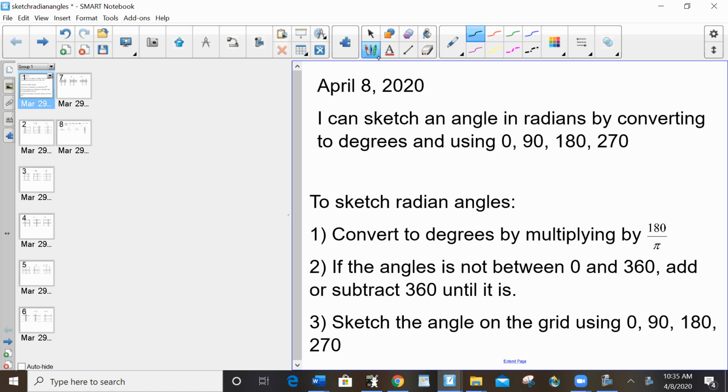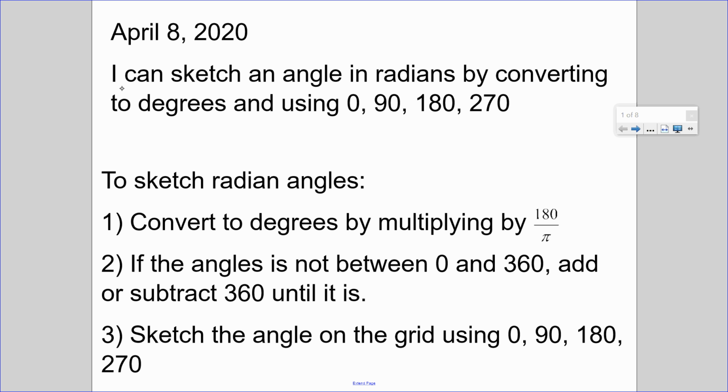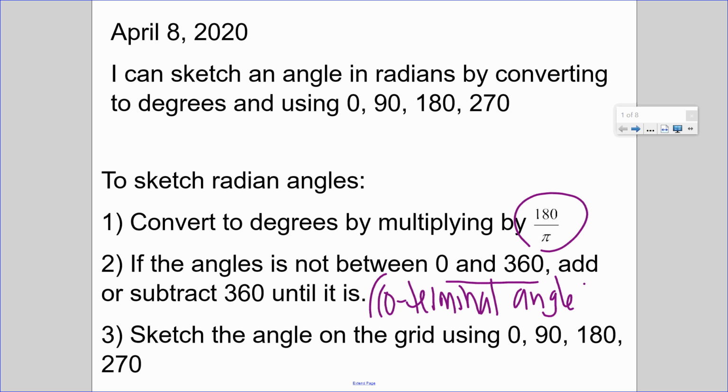First of all, we convert to degrees by multiplying by 180 over pi. If the angle is not between 0 and 360, we add or subtract 360 until it is. That was the coterminal angle lesson. And then once we have it, we just put it on our grid, which we did the first day. We did sketching angles on the grid.